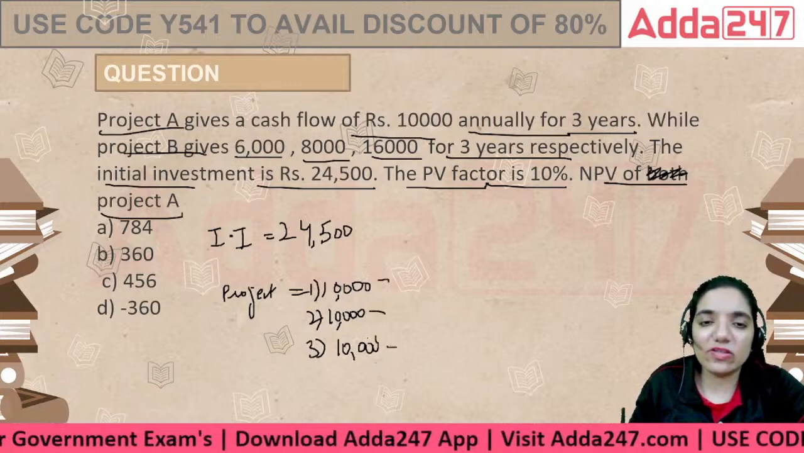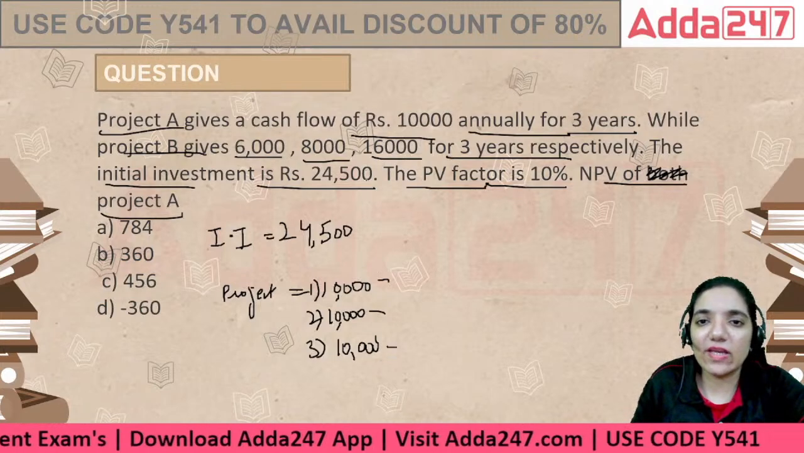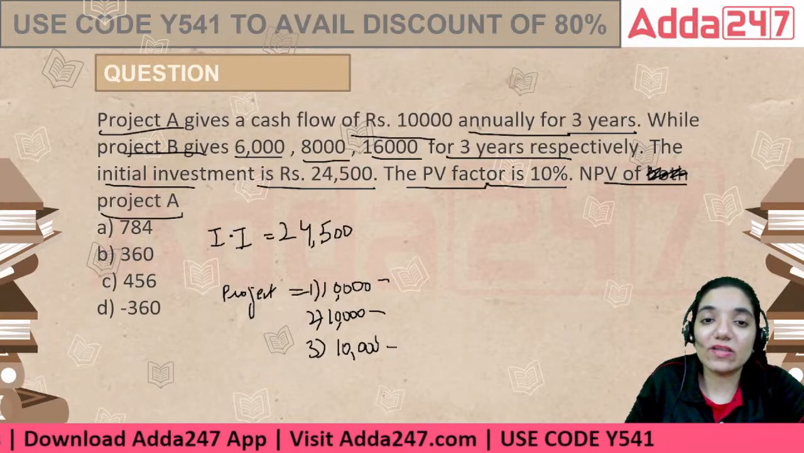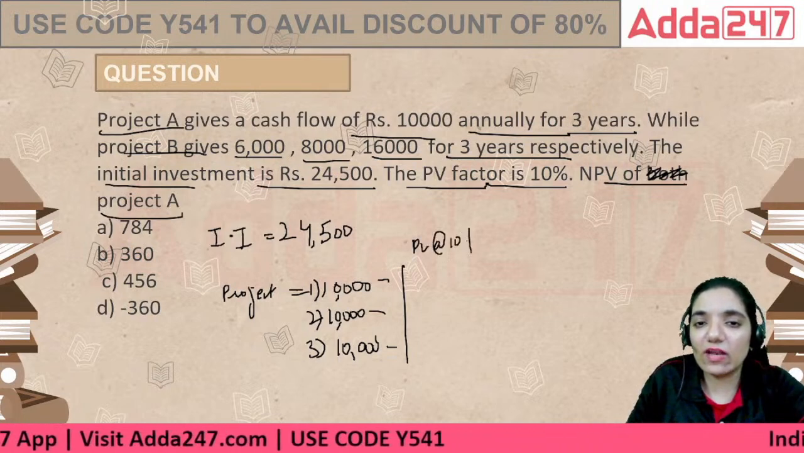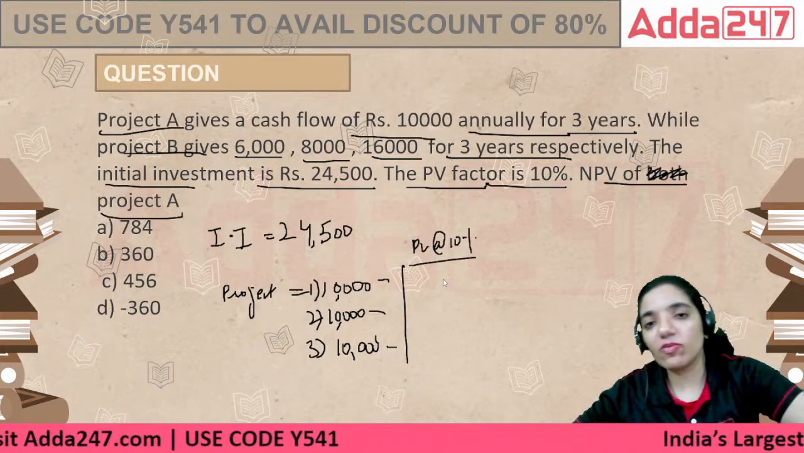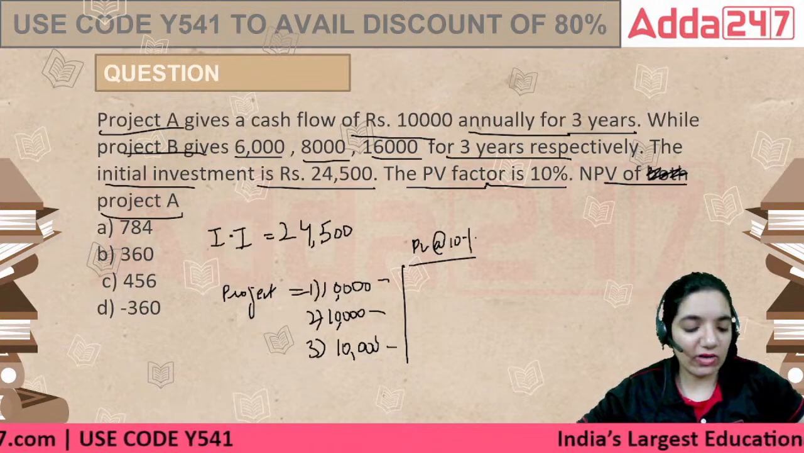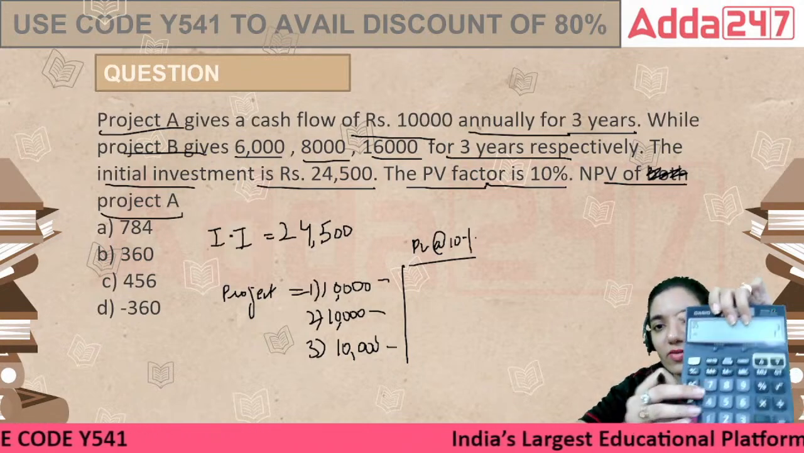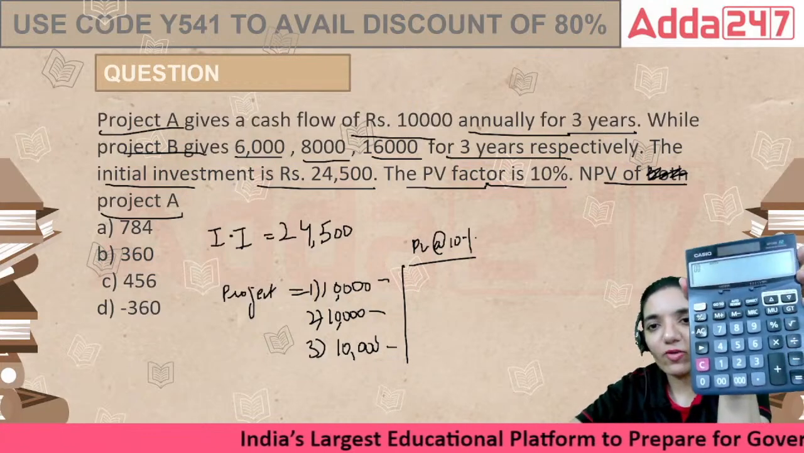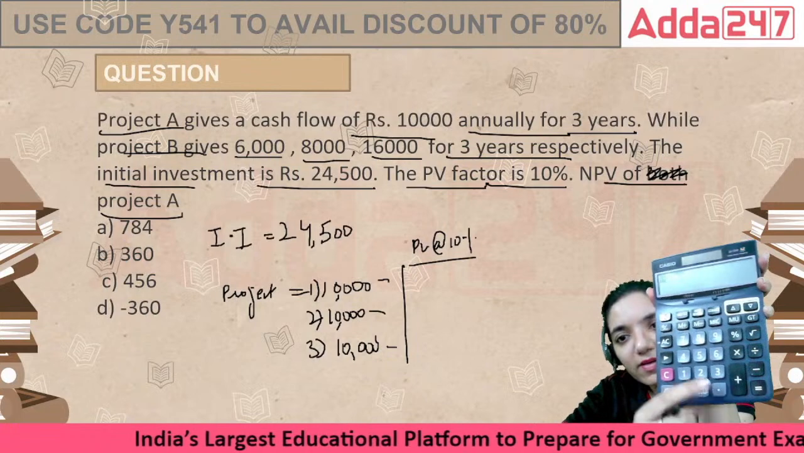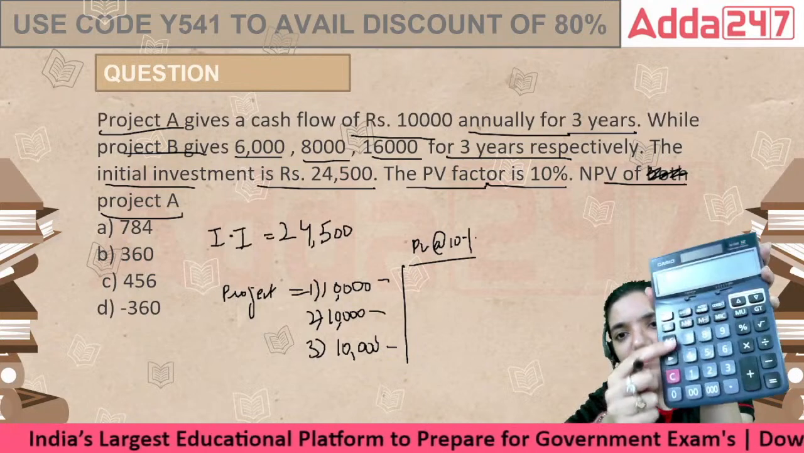So how do we deal with this question? We have got it for 3 long years. But the point is, what would be the PV? For the PV factor, we have to use 10%. So how do we calculate the PV factor? You can calculate it using your calculator. Okay, I'm showing it to you. I hope this is visible now, right?